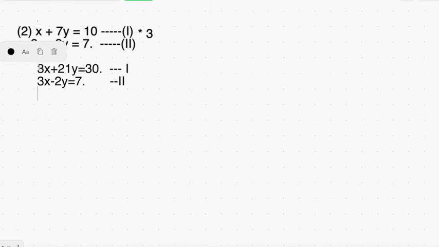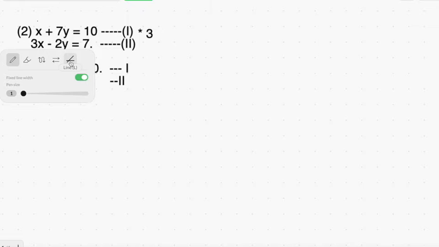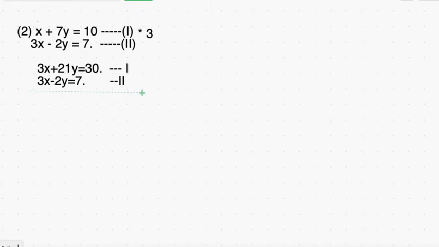If I look closely now, I have a common thing, which is the 3x. So to get it into one variable form, I have to do a minus operation. So minus minus will become a plus, and here it will be minus. What I'll get: 3x minus 3x will be 0, so I don't have to include it. So 21y minus minus becomes plus, so I get 23y. 30 minus 7 is 23, correct. So I got y is equal to 23 divided by 23, so y is equal to 1. So I got the y value.